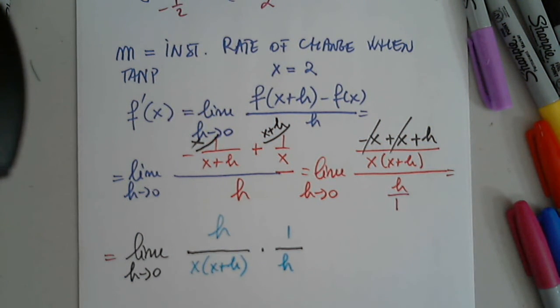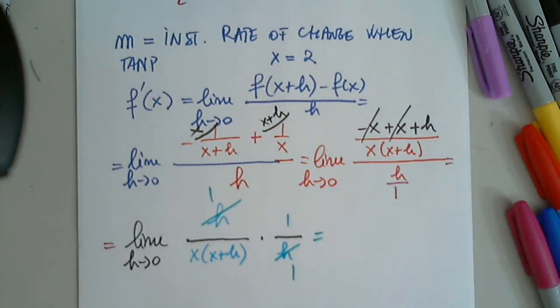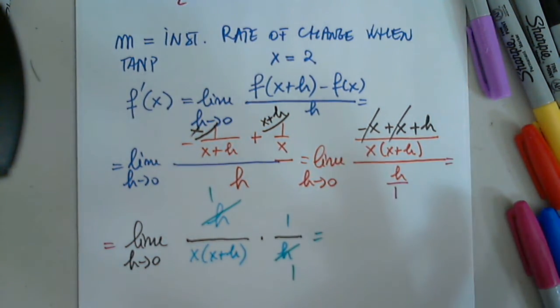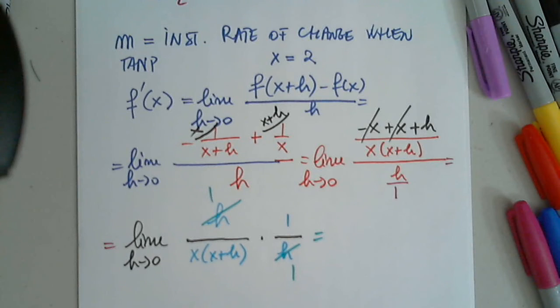What has to happen next? I'm anxious for it to happen because it's the second thing that has to happen for every difference quotient. The h cancels out. Absolutely. It simplifies. Goodbye. And now the final answer: 1 over x times x plus h. Well, not the final, but then you have to give me the limit. You cannot drop the limit operator till you apply it.